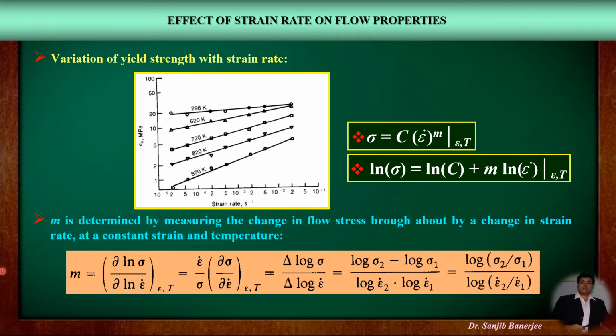So firstly, from this equation, we can learn that the flow stress sigma will increase with the increase in strain rate or epsilon dot at a given value of strain and temperature. This is revealed from this particular figure, which shows the variation of yield strength with strain rate. Here we can see that the yield strength of a material will increase with the increase in strain rate at different given values of temperatures.